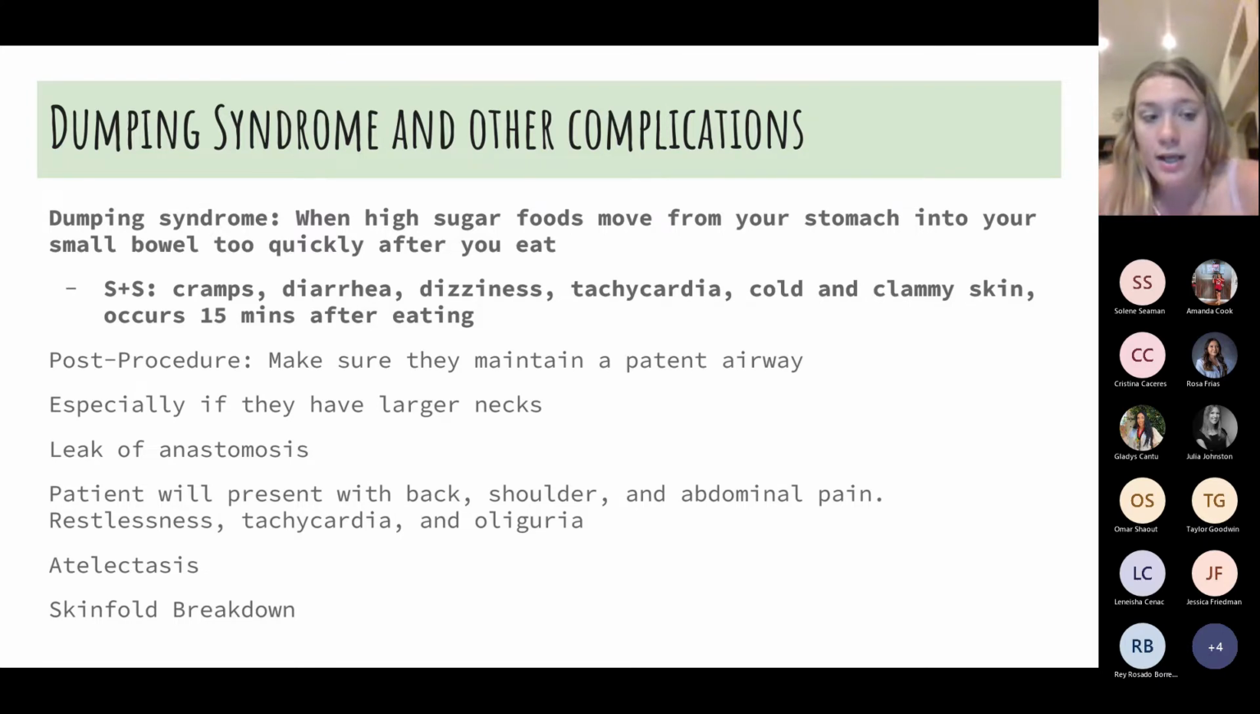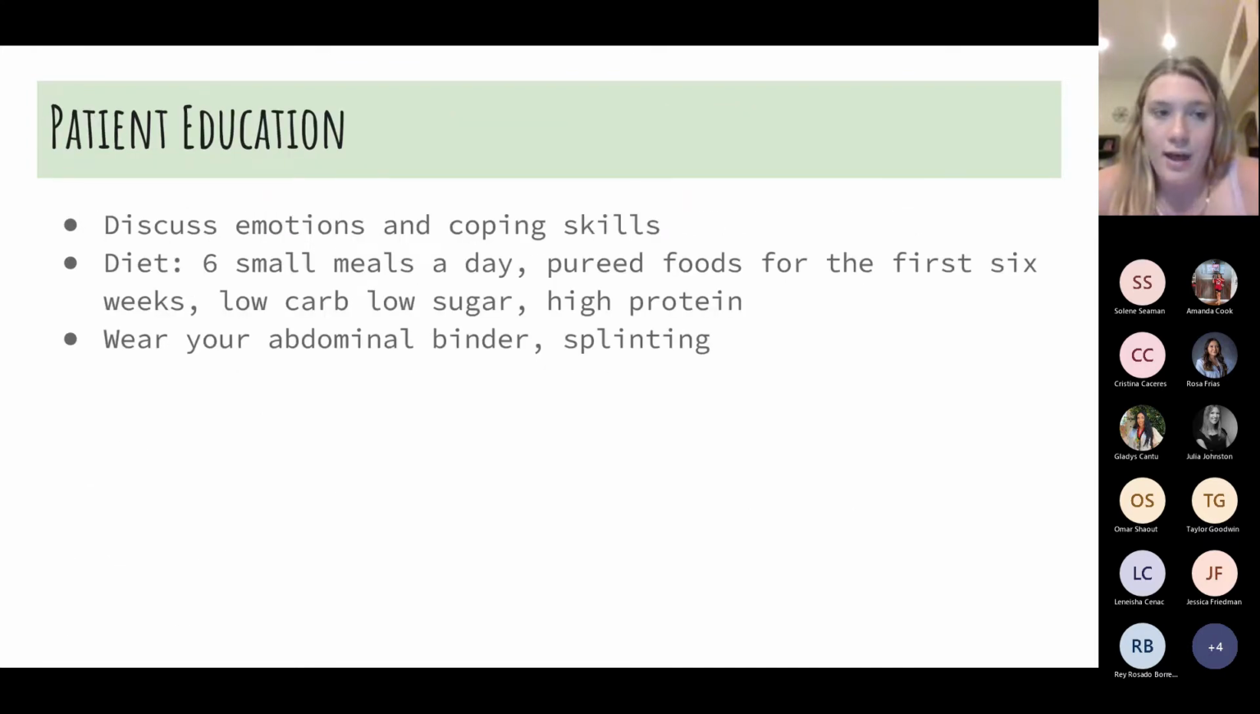Atelectasis is another one, and skin fold breakdown. So just keep that in mind as you go through this.